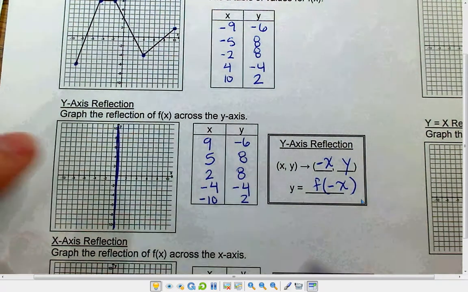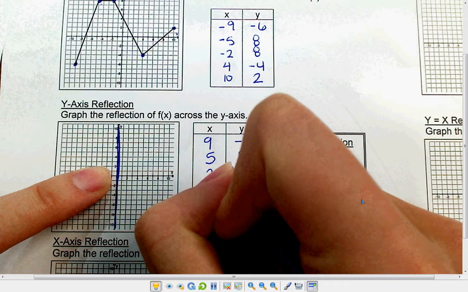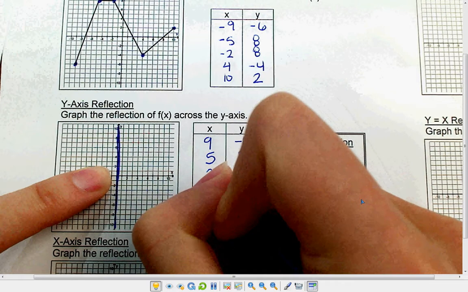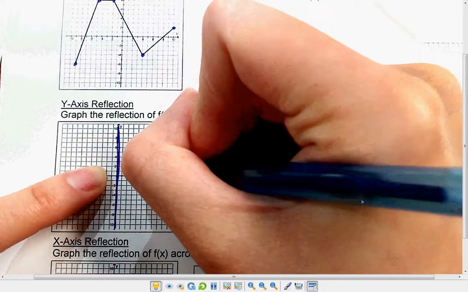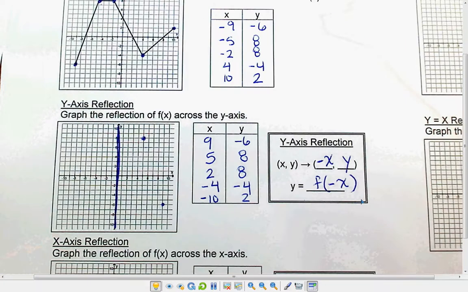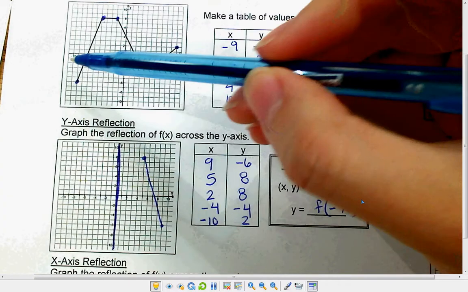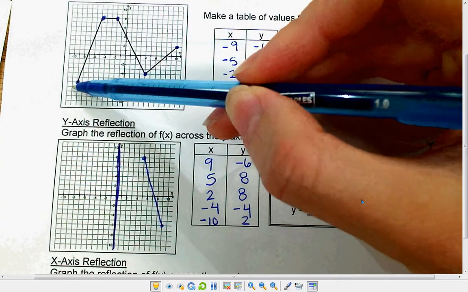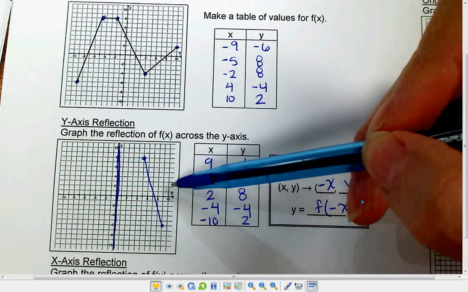So let's start off with our first one. Our x is 9. Y is -6. So here's my first point right here. My next point is x is 5, and my y is 8. And that's my second point, and I'm going to connect these 2 points together, and this is going to give me this first part of my graph right here. So I've just flipped this first part of my graph across the y-axis.